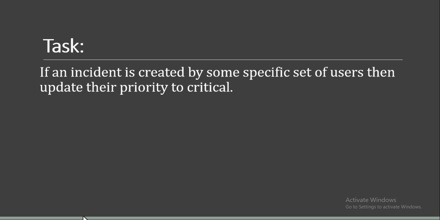So today's task is: if an incident is created by some specific set of users, then update their priority to critical. Let's say we have a set of 10 or 20 users. The requirement is that if they create any incident, their priority will automatically update to critical. So without any delay, let's go to the instance and try to implement it.